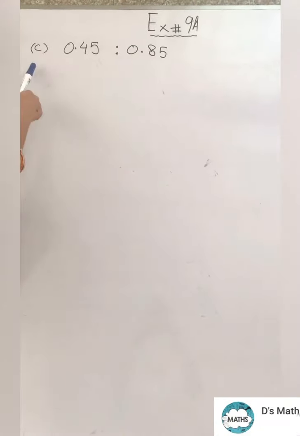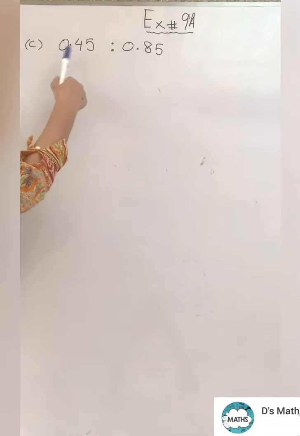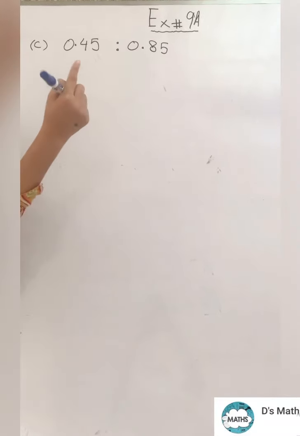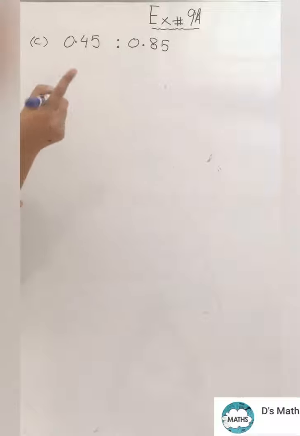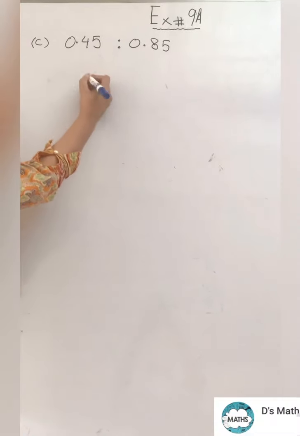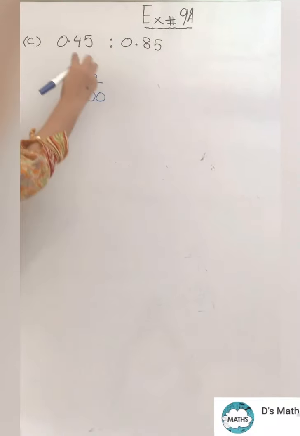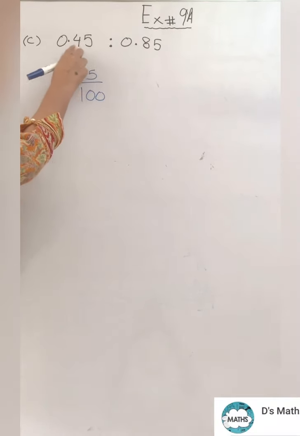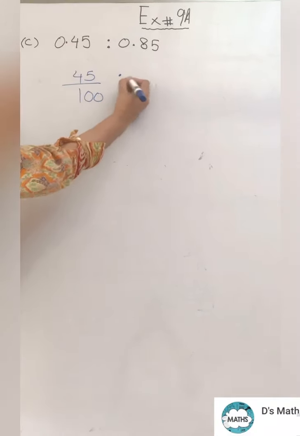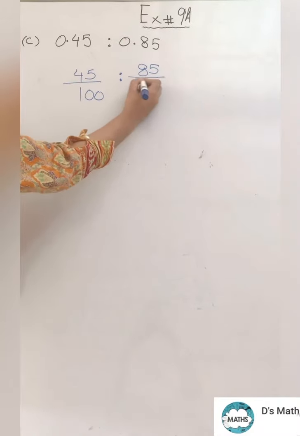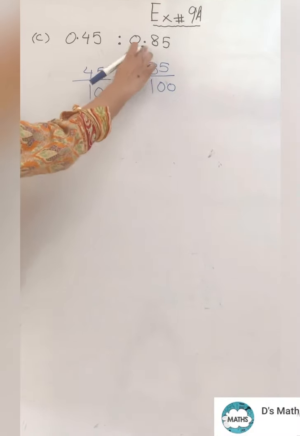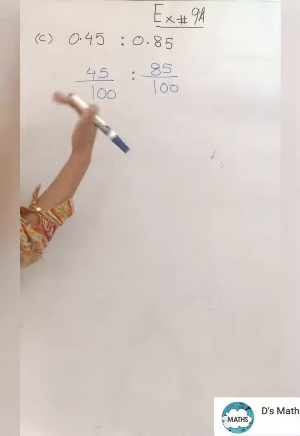Okay, in C part we have the ratio of two decimal numbers. So the first step in decimals will always be to remove the decimal. After removing the decimal, we will have 100 in the denominator. Why? Because we have two digits after the decimal point. Same, we have 100 in the denominator of 85 as we have two digits after the decimal point. So we will place two zeros.